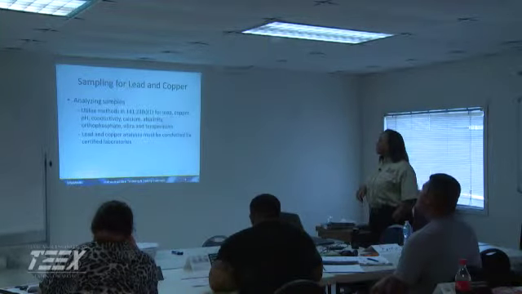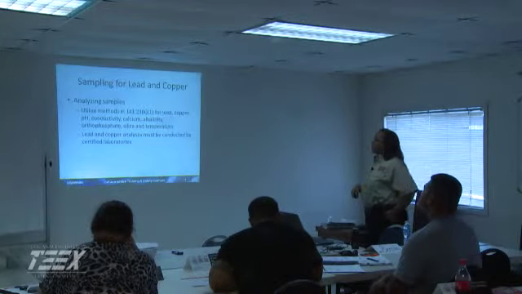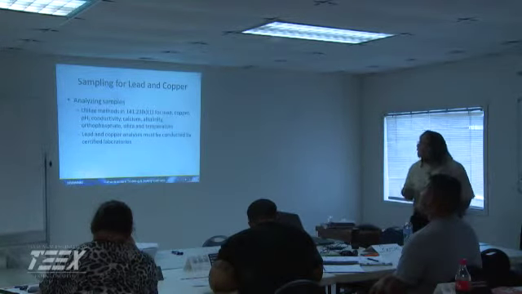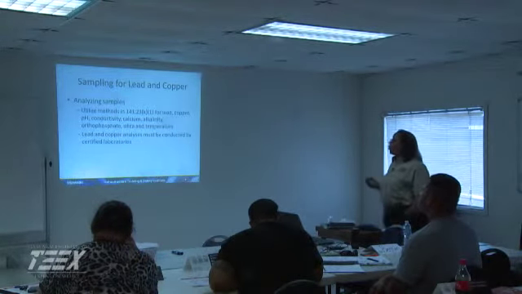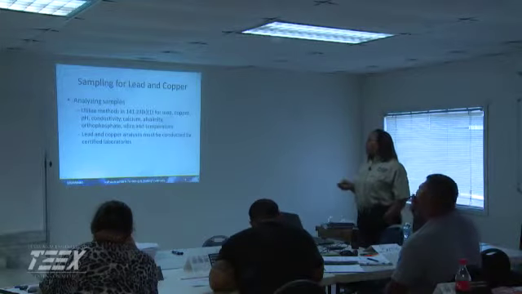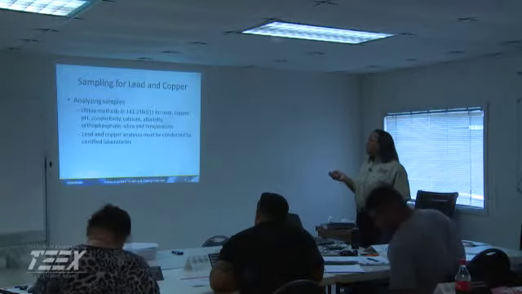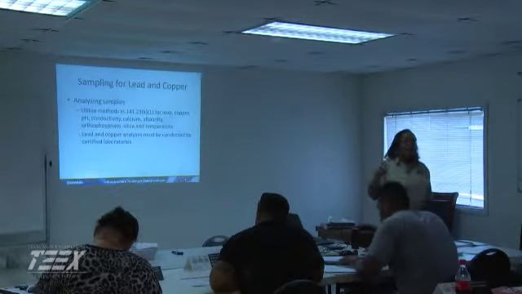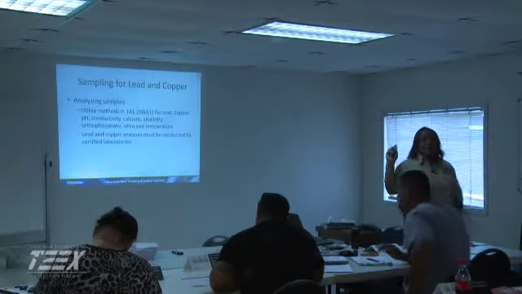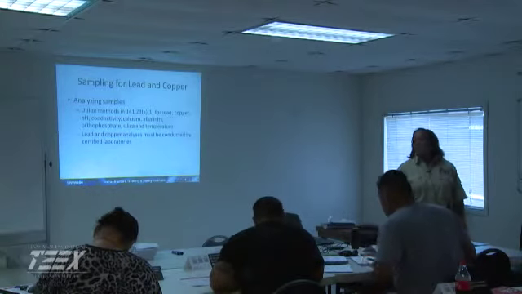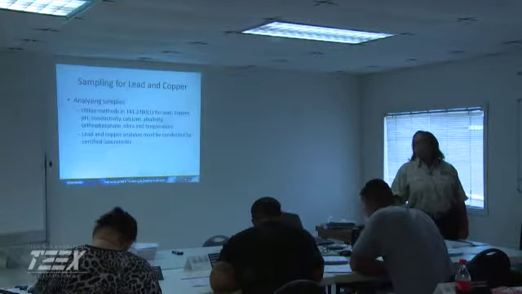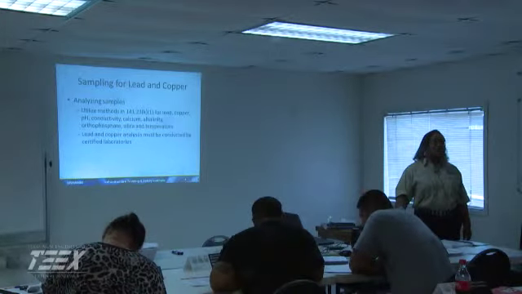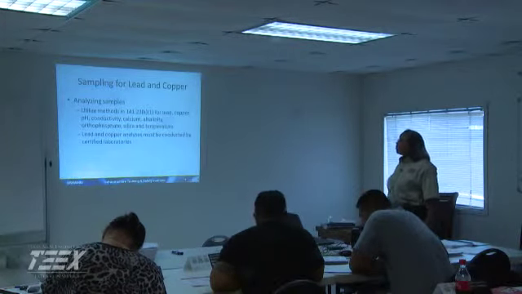For analyzing the lead and copper sample, the EPA method is 141.2223K1. And the key here is lead and copper must be conducted by a certified lab. The water quality parameters, you can do yourselves. You can do that in-house if you so choose and you have the capabilities to do it. You don't need a certified lab in order to run those analyses.